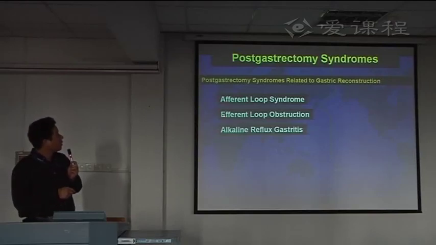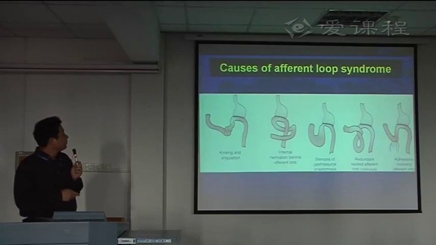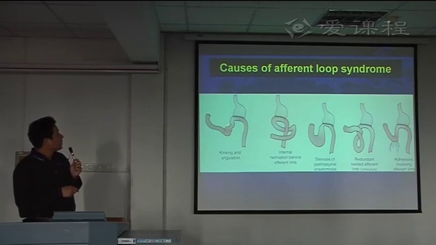Efferent loop syndrome or efferent loop obstruction is very rare. Let's look at the pictures. This is kinking and angulation, which will lead to efferent loop syndrome. Sometimes patients can vomit.